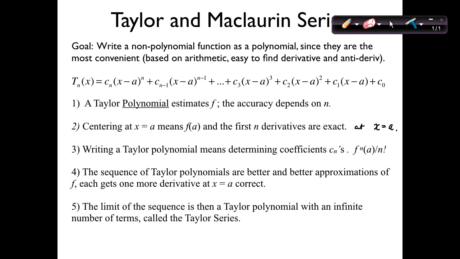And then the limit of the sequence is a Taylor polynomial with an infinite number of terms, which we know is a power series. That's just a power series. A power series is like a polynomial with an infinite number of terms, and this particular type of power series is called a Taylor series. So here is the Taylor series: all infinitely many terms, n equals 0 to infinity, of our coefficient times x minus a to the n.